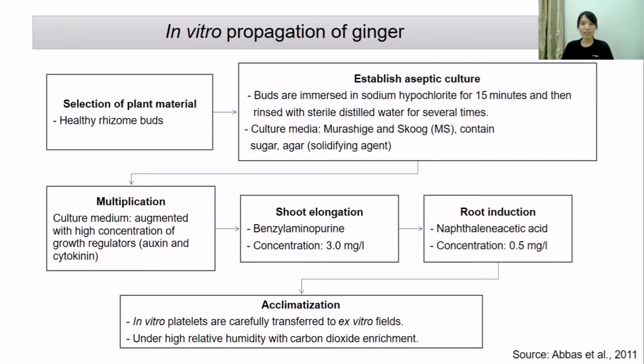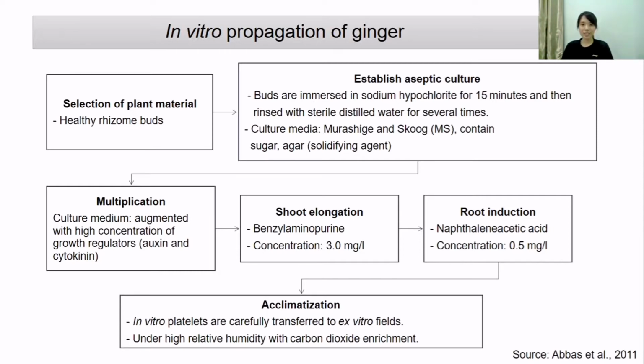In culture establishment, Murashige and Skoog MS media is prepared. This media contains sugar and agar. MS media is also supplemented with 3 mg per liter benzyladenine and 0.5 mg per liter naphthalene acetic acid for rapid multiplication rate of ginger.